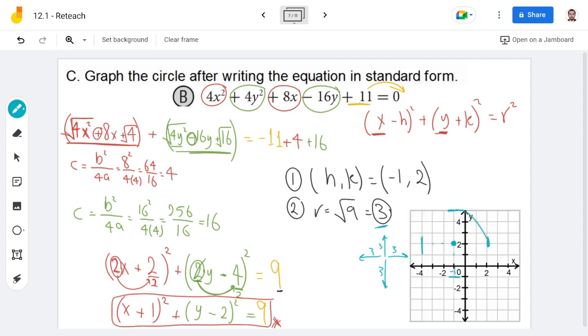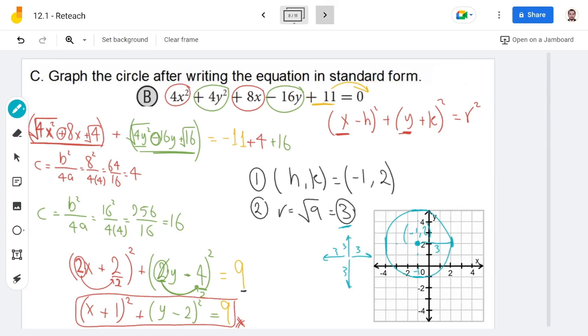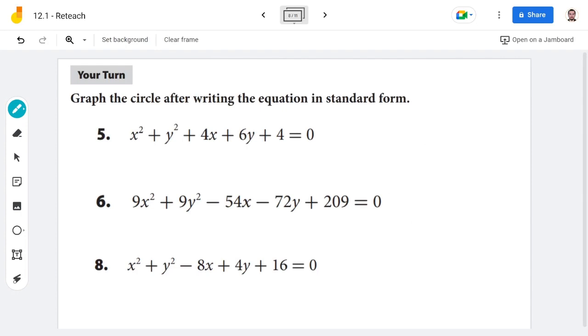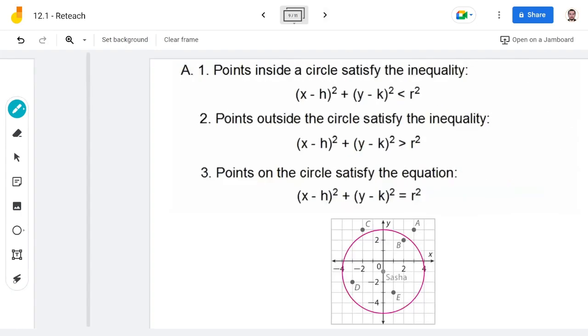Now connect between your points. Okay, so now you have your graph. As you can see, this is the center, -1 and 2, and the radius is equal to 3. So this is how you can graph the circle. I hope you understand this one. It's a little bit more steps to solve it, but it's easy. Now you can try to solve all of these by yourself. And if you have any question, please ask me.